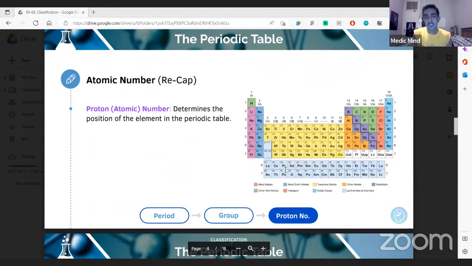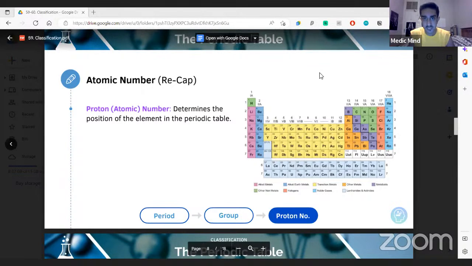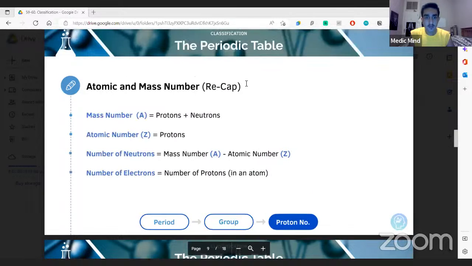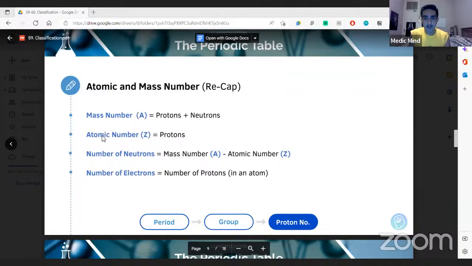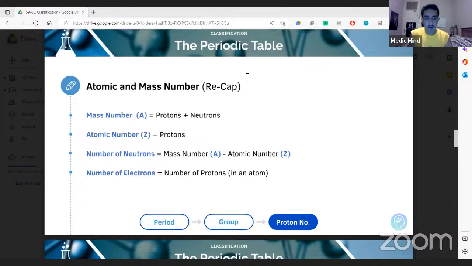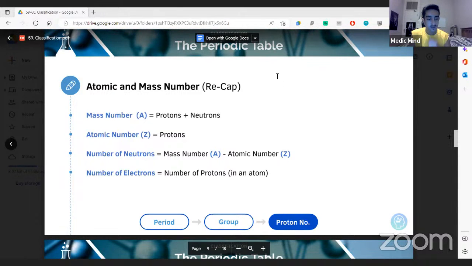The proton number determines the position of an element in the periodic table. So elements are arranged according to increasing proton number. And the proton number is just the number of protons, which is also the atomic number. The mass number is the number of protons plus the number of neutrons. The number of neutrons can therefore be calculated by working out the mass number minus the atomic number. And the number of protons will equal the number of electrons in an atom.